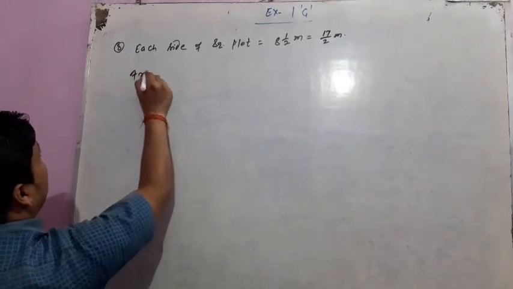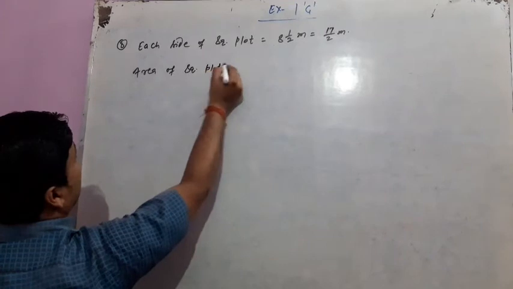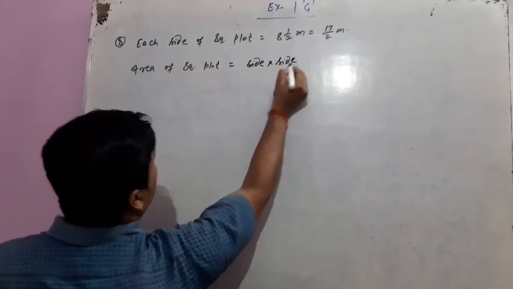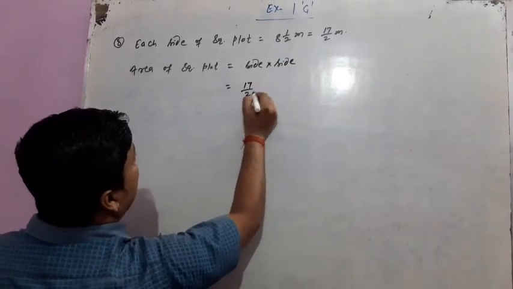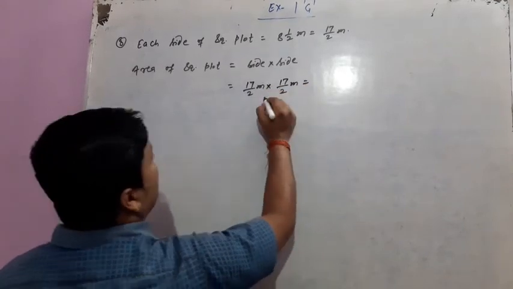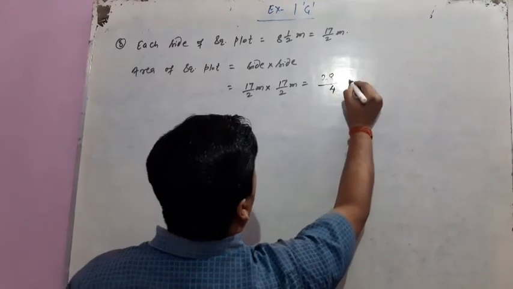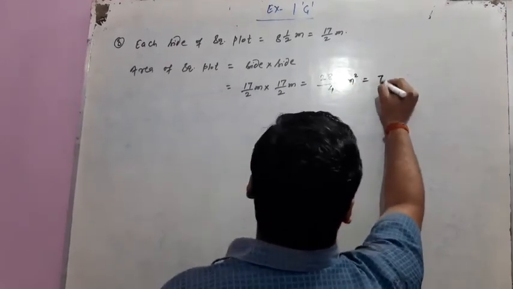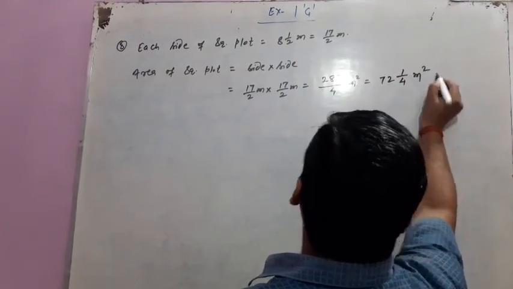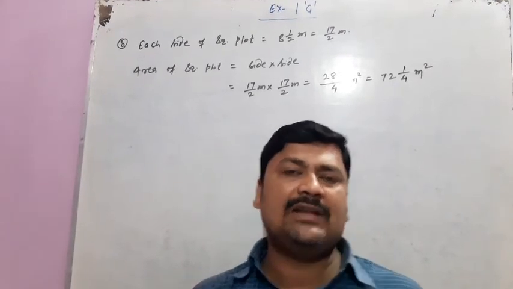Therefore, area of a square plot is equal to side into side. Now, side is 17 by 2 meter and again side is 17 by 2 meter. 17 times 17 is 289 by 2 times 2 is 4 meter square. With 4 2s are 8, 72 whole 1 by 4 meter square. That is the area.